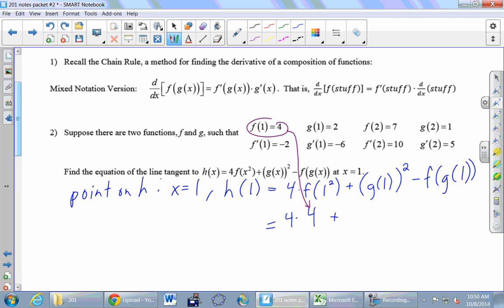Plus, now it's supposed to be something squared. G of 1 is, again, one of the few things that we're given. How much is g of 1? 2. So that guy goes there. Minus f of g of 1 is, again, there's still 2.